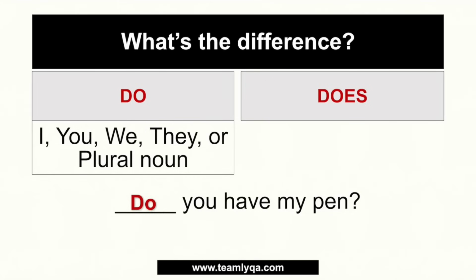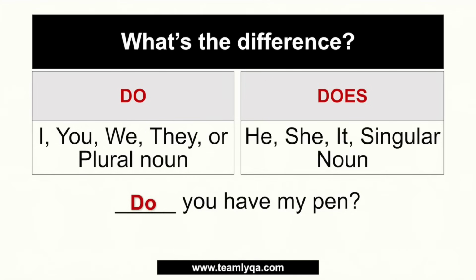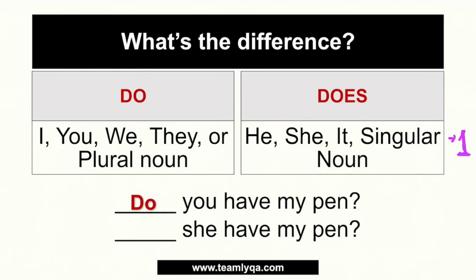Now, paano naman yung does? Ang does gagamitin mo kung ang iyong subject ay he, she, it, or any singular noun. So, pag sabi singular, again, pasintabi sa mga single dyan, ibig sabihin nun, ikaw ay mag-isa. Nag-iisa ang iyong noun. Okay? So, blank, she have my pen. Ang iyong subject ay she. Pasok siya dito. So, the question would be, does she have my pen?